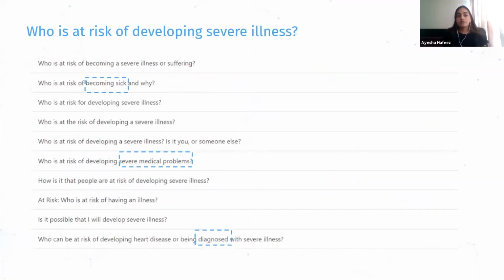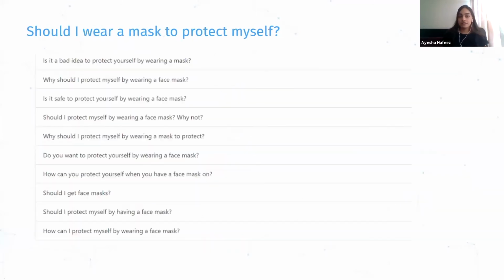These are a sample of utterances that we provided to this paraphrasing model, along with a sample of paraphrases that it generated. You could see how it associated severe illness with becoming sick, severe medical problems, and even diagnosis. This is another example where we gave it an input sentence. You could see how the syntactic structure of the paraphrases varies, and how the sentence length also varies.